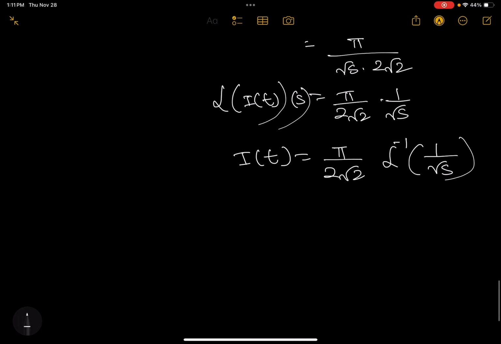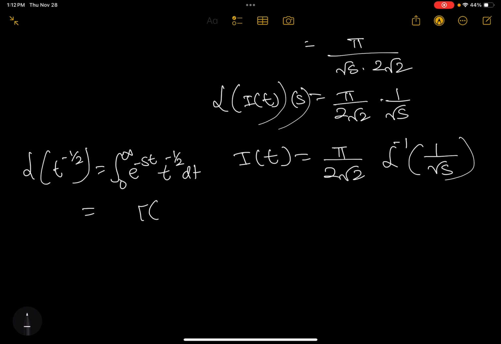Now there's root s. If you take the Laplace of t to the power minus 1 by 2, this will just be the integral from 0 to infinity of e to the power minus st times t to the power minus 1 by 2 dt. We know that this is just gamma of 1 by 2 by s to the power 1 by 2, right? This minus half power will just be increased by 1.